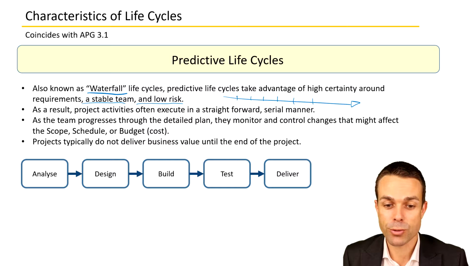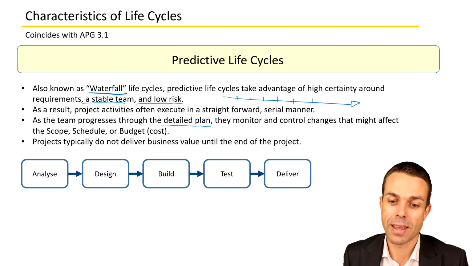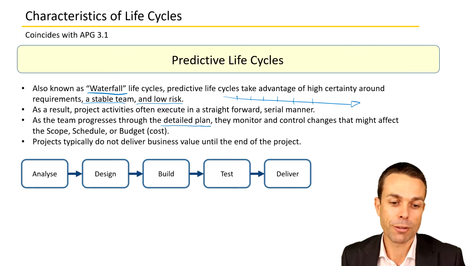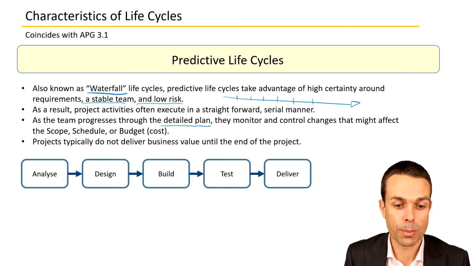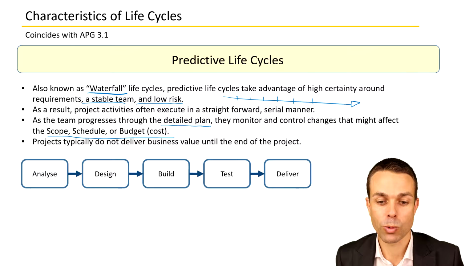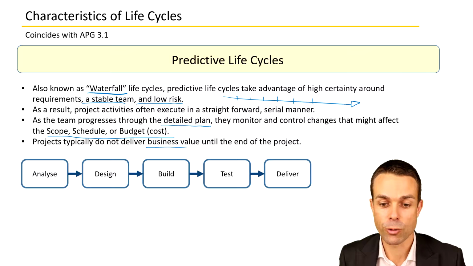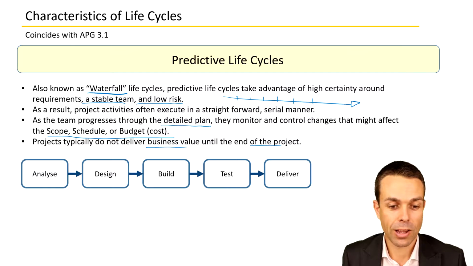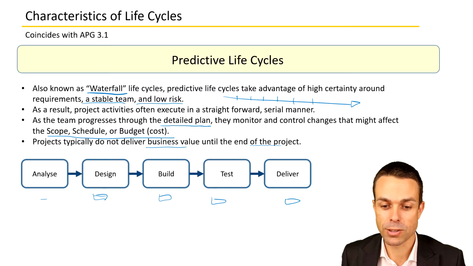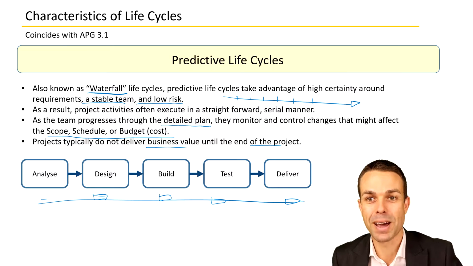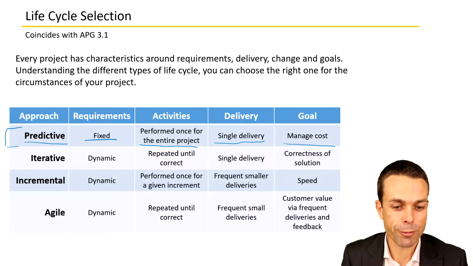As the team progresses through that detailed plan, they monitor and control changes that might affect the scope, schedule, or the budget. And typically these projects won't deliver any business value until right at the end of the project. So we're analyzing right at the beginning, we're designing the product, building, then testing, and ultimately delivering, all in that sequential manner. Now, what about the iterative approach?